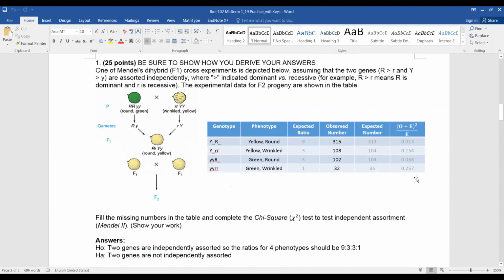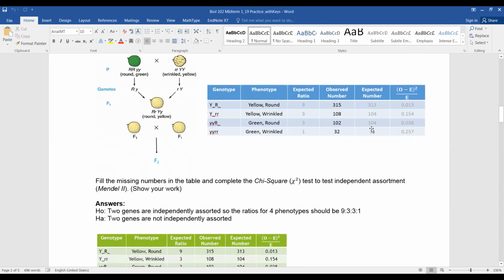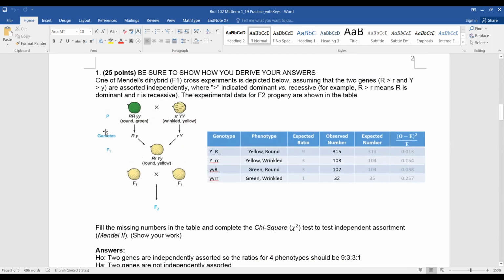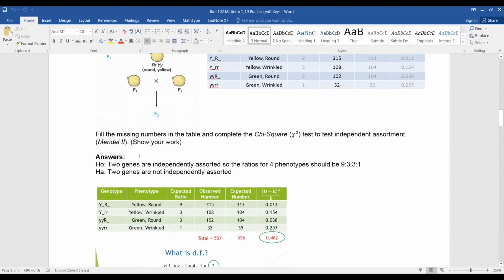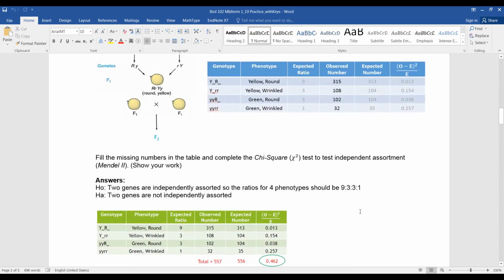All right. So suppose I gave you the numbers like this. I will ask you to use these numbers to construct a chi-square test to test the hypothesis. So in this case, we will test if these two genes are assorted independently, right? This is what we have learned before. So the null hypothesis is these two genes are independently assorted, so that the phenotypic ratio for these four categories should be 9:3:3:1.